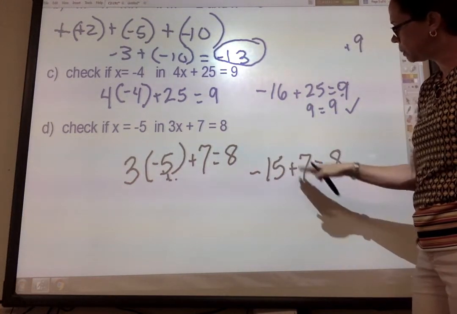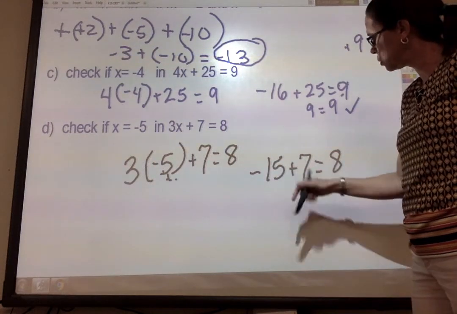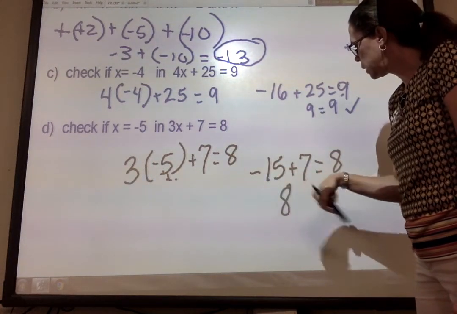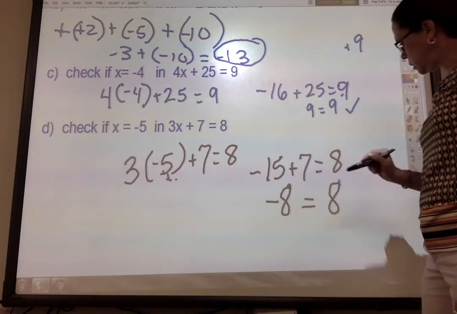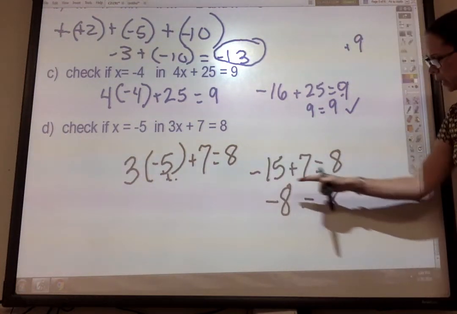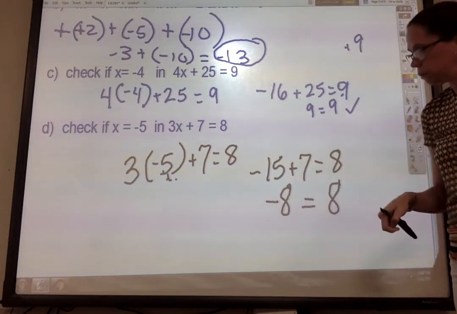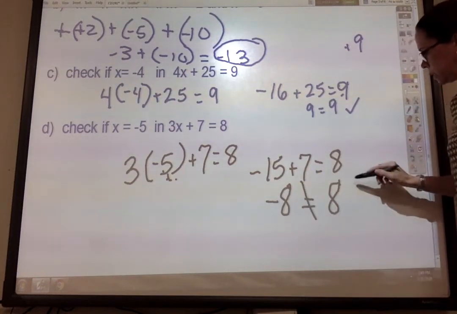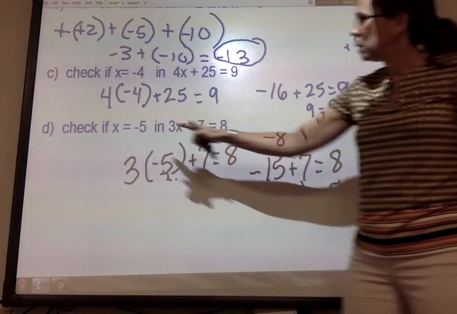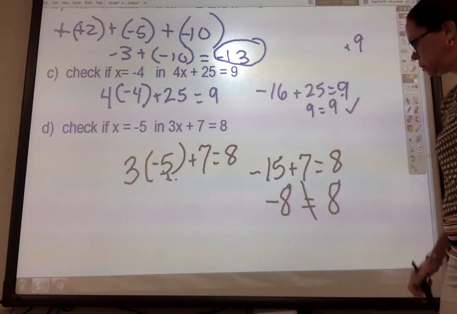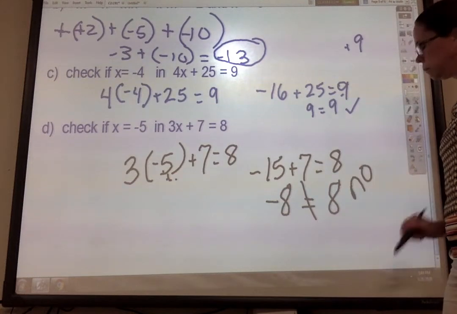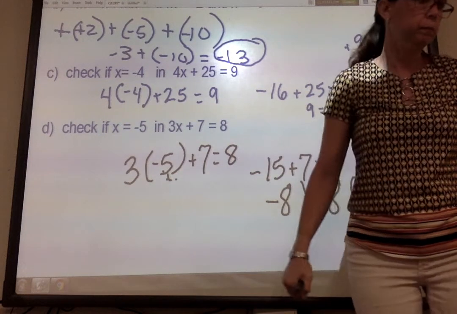These are opposites, so I'm going to subtract their absolute value, and I get 8. Take the sign of the bigger one, that's negative. Negative 8 equal to 8. I've got a problem here. That is not true. Negative 8 is not equal to 8. So this does not check out. X cannot be negative 5 in this equation. So no, that one does not check. Okay?